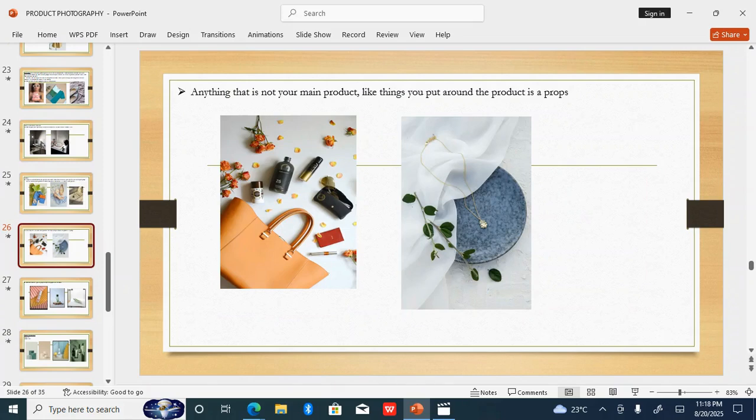No. Like now, if you're taking a picture of a bag, what can be inside a bag? A purse can be in a bag, glasses can be in a bag, lip glosses can also be in a bag. You can just put them around your bag, then take your product picture, then edit, and you are good to go.